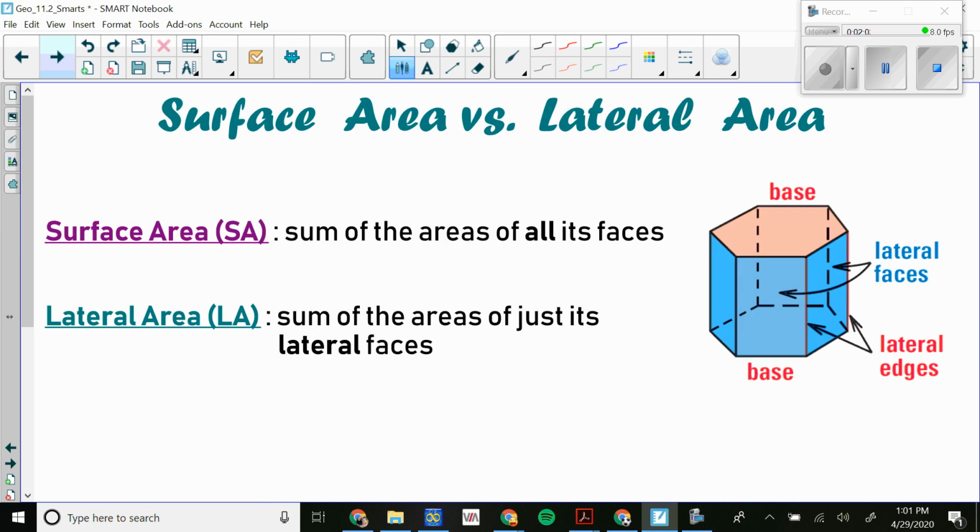Surface area versus lateral area. Surface area is all the sides and the top and the bottom if you find the area of each and add them all together. That's what the sum means, the sum of all the areas of all of its faces. And then the lateral area is the surface area minus the top and bottom base. It does not include the bases, just the lateral faces.